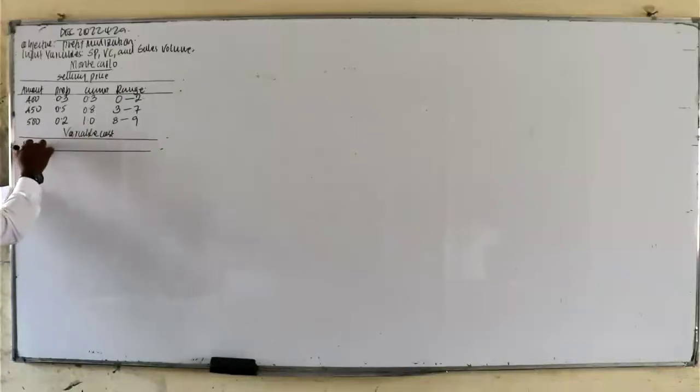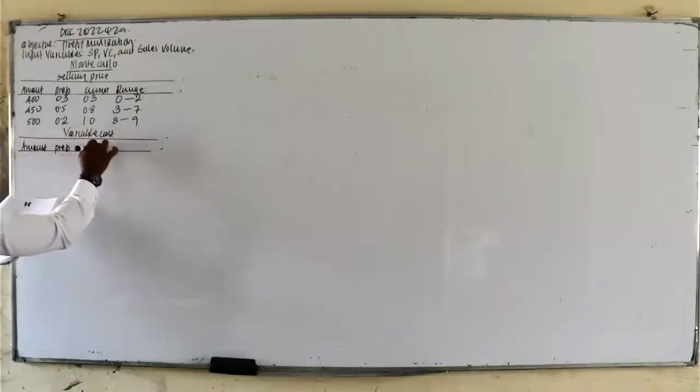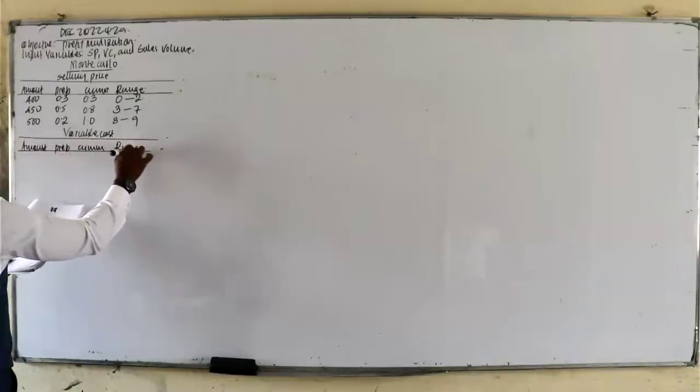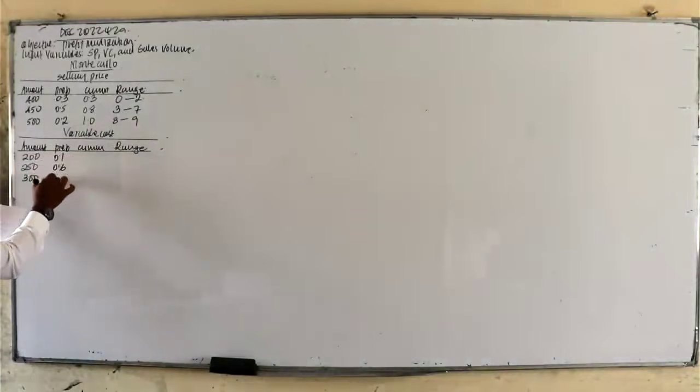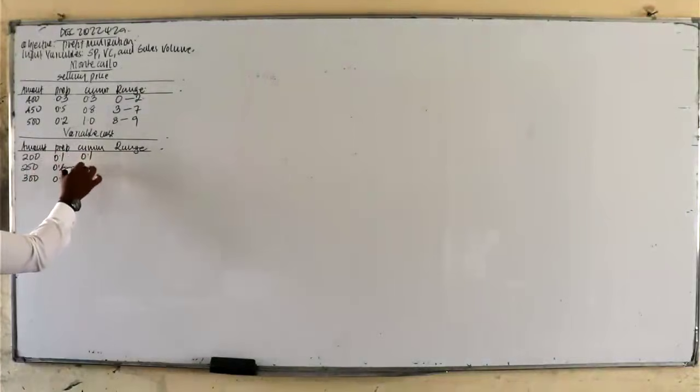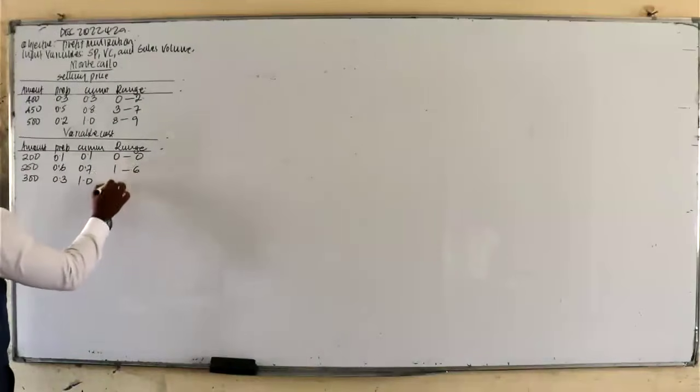Variable cost, we have the amount, probability, accumulate, and then you range. You have 200, 250, and 300. You have 0.1, 0.6, 0.3, then accumulated 0.1, 0.7, 1.0, and the ranges 0 to 0, 1 to 6, 7 to 9.